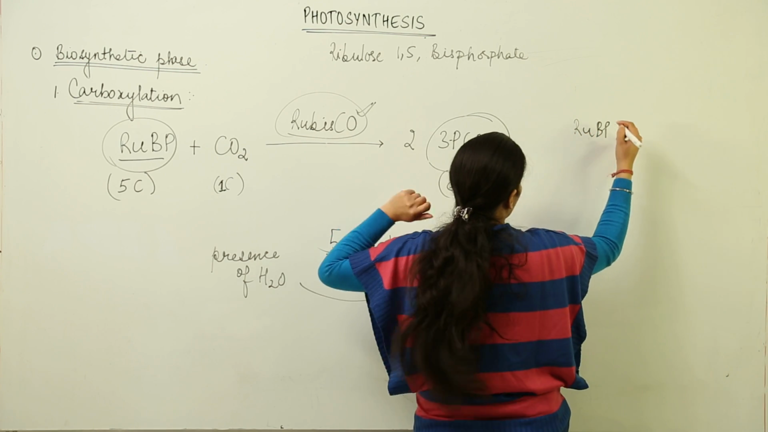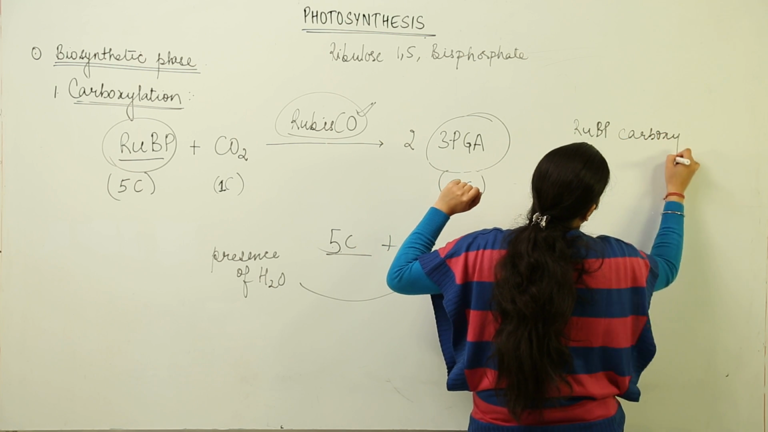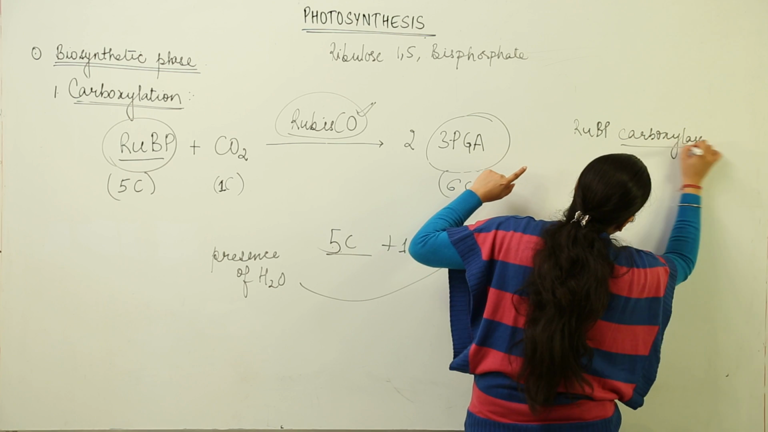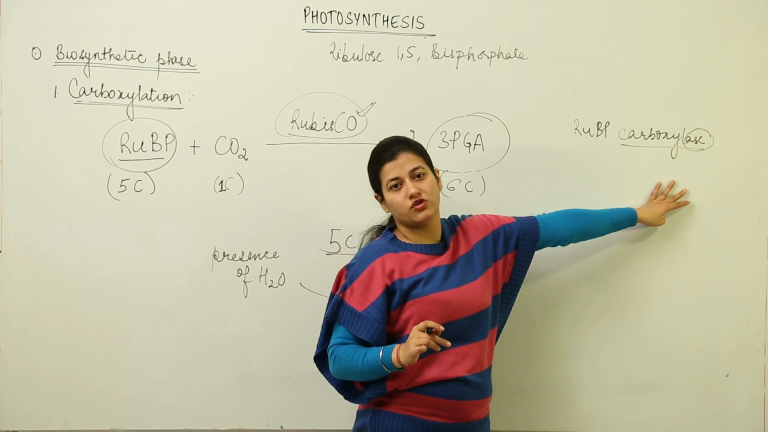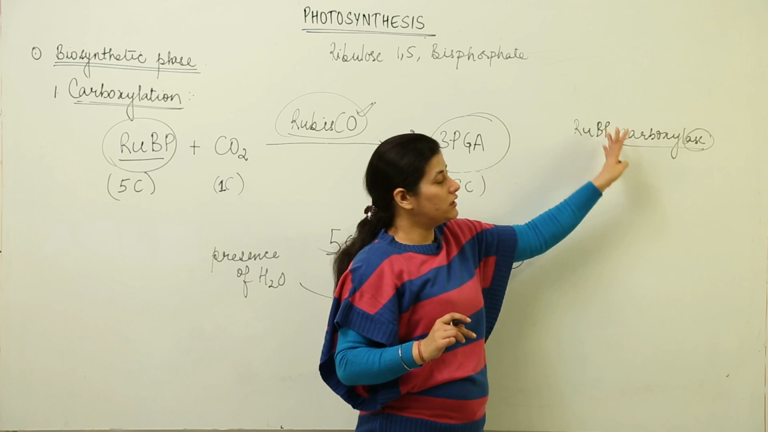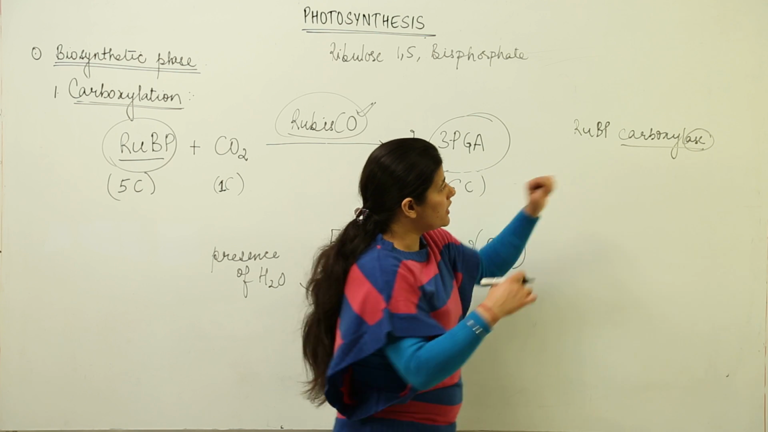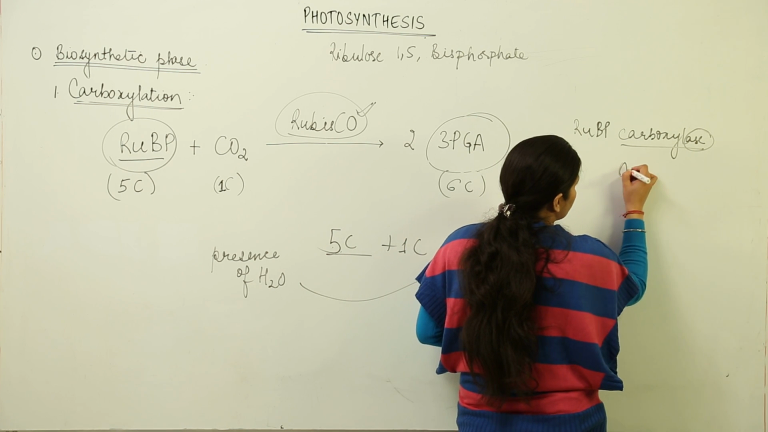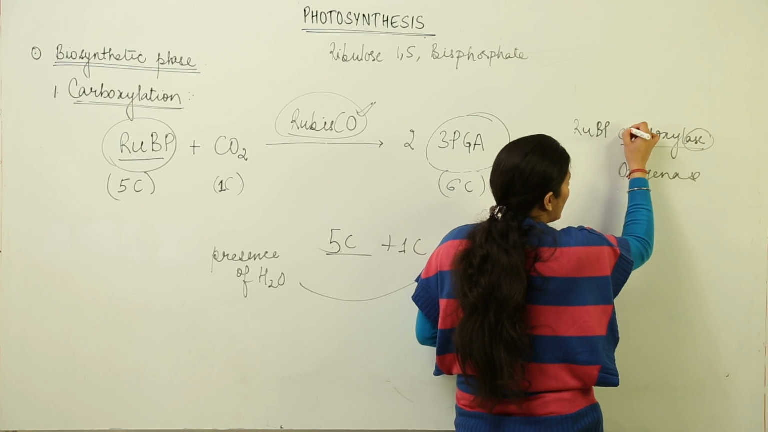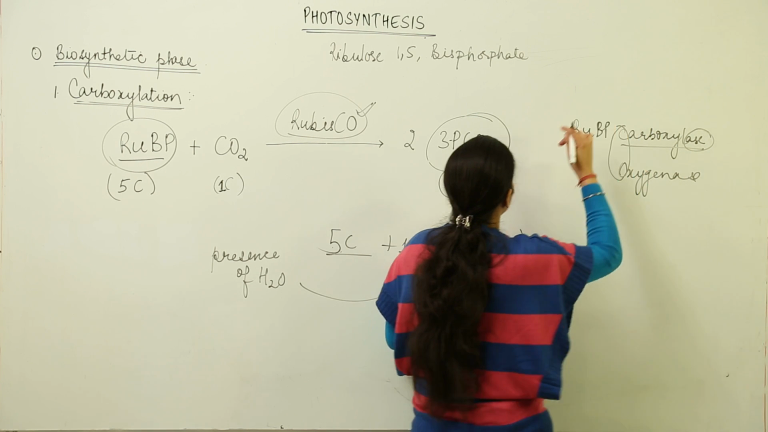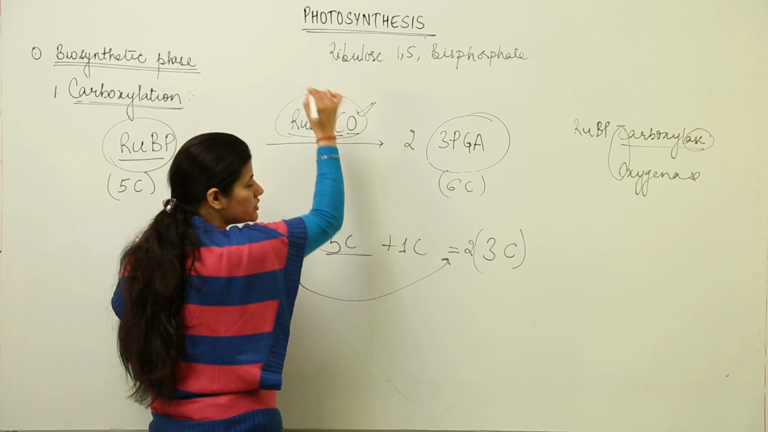RuBP, that was the compound, which is a 5-carbon compound, and the name says carboxylase. Carboxylase, ase means it must be an enzyme. Carboxylase means that enzyme which would be responsible for the carboxylation of RuBP. Otherwise, there is another component of Rubisco that is showing oxygenase. That is why we have CO in the end of this name, Rubisco. This C denotes carboxylase, this O denotes oxygenase.